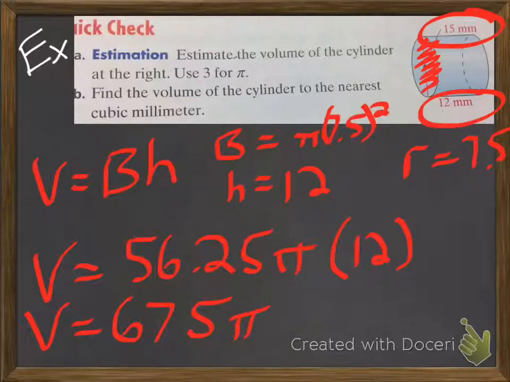Now if you read A, it says estimate the volume of the cylinder at the right using 3 for pi. So I'm going to multiply 675 by 3. And you get 2025. And then that's it. We did it. We actually found the volume of the cylinder. It's pretty easy.